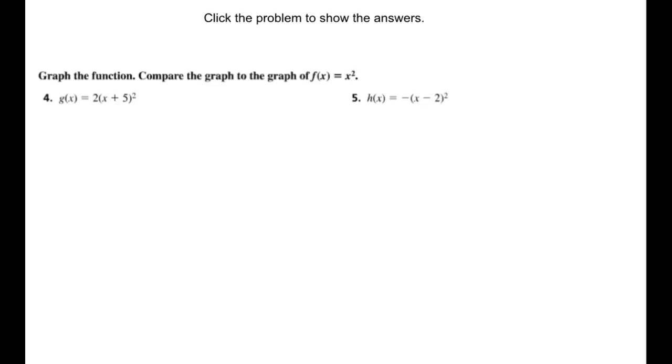So now here's your next monitoring progress. See what you can come up with and see if you can tell right away, without even graphing them, what's going to happen to your graphs.